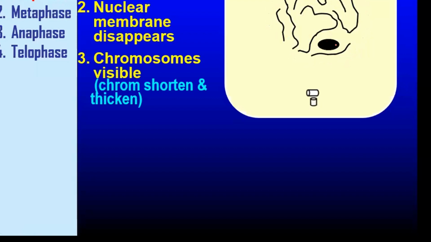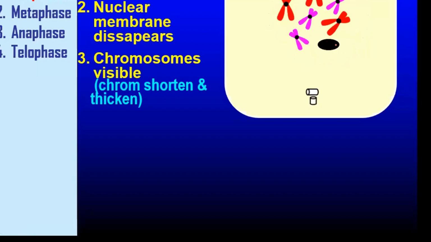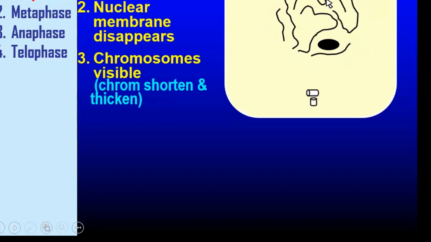Chromosome becomes visible. This one, don't ignore first. If you are copying, just copy chromosome become visible. Menjadi jelas kelihatan. Actually, these are chromatin.